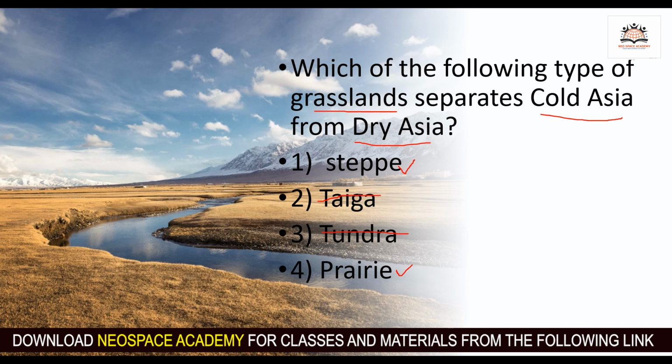Steppe is the dividing one. And where are these grasslands available? These grasslands are available in the middle part of the Middle East, or maybe in some parts of central India, and other areas where we have these kinds of steppe grasslands. Understood?